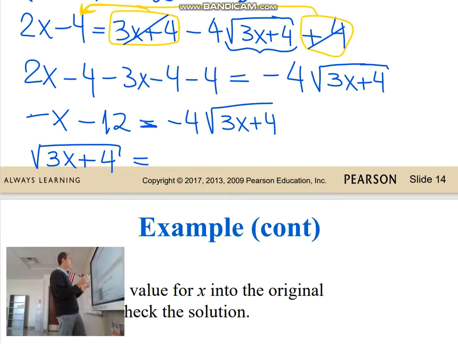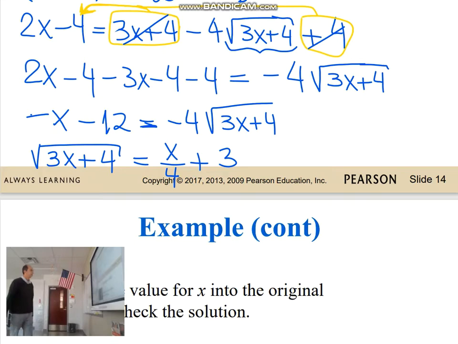x over 4, divide by negative 4, right? You're going to have x over 4 plus negative 12 divided by negative 4, which is 3. Well, we will work on this solution now.